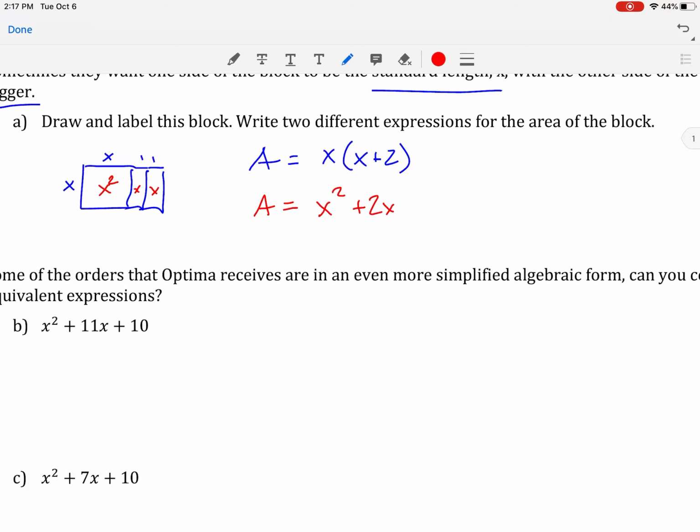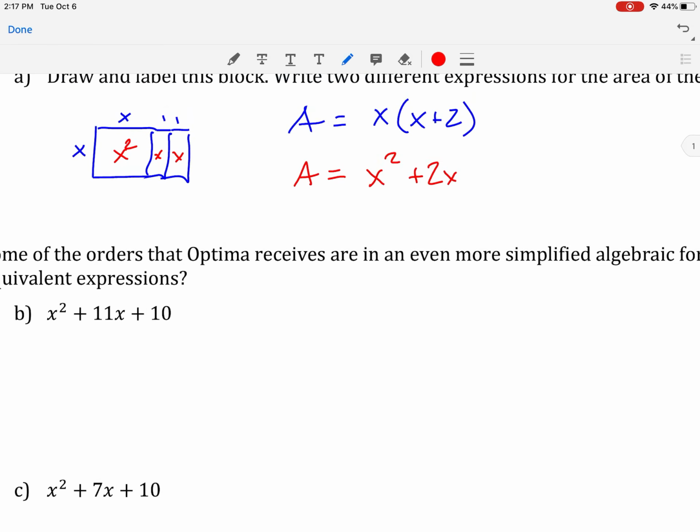So now what I have to do is, given the inside area, so I have an x squared, I have 11 x blocks, and then I have 10 individual blocks. I have to rearrange those so that I can make a rectangle out of this. It doesn't have to be a perfect square this time, but it does have to be a rectangle. So we have to think about how to do that.